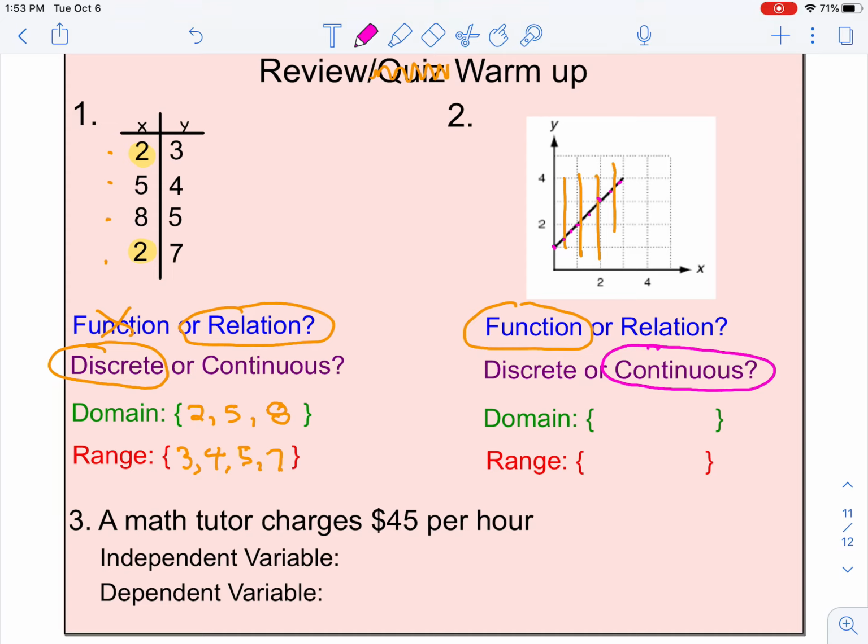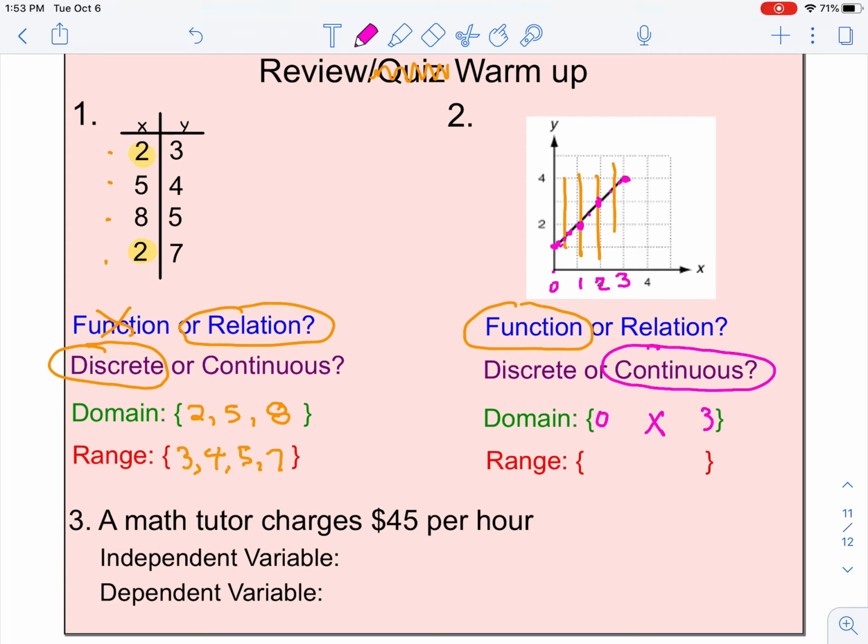Our domain is all the x's. Here's where it gets tricky on a graph. You have an x value right here. That ordered pair, the x value is 0. This ordered pair right here, that x value is 1. This ordered pair, that x value is 2. And this ordered pair, that x value is 3. Okay? But you also have an x value here on this graph at 1.5 and 1.1 and 1.01, etc. So your x values are in between 0 and 3.